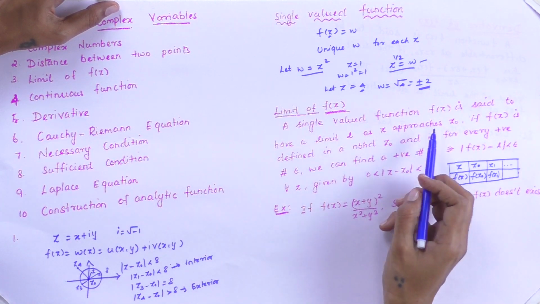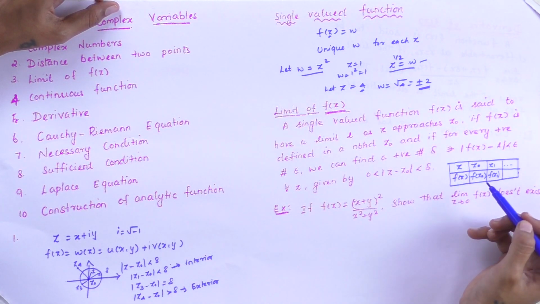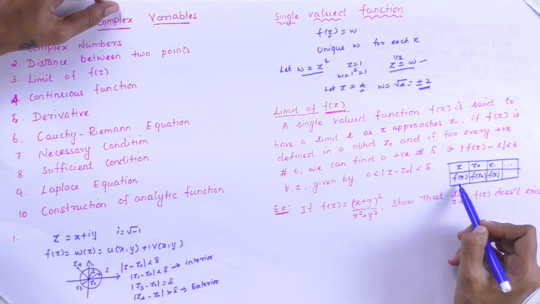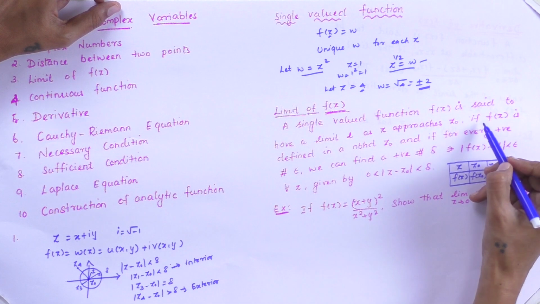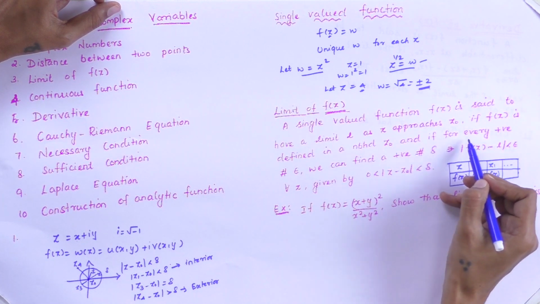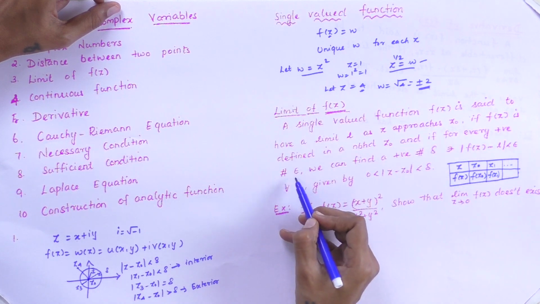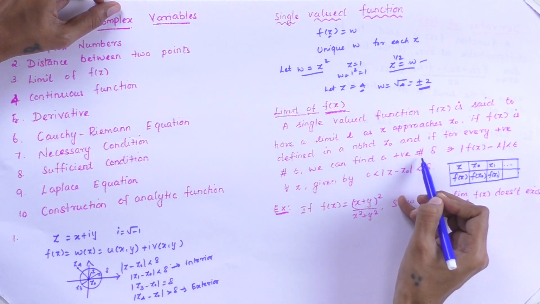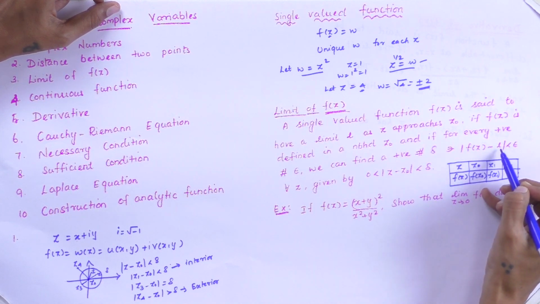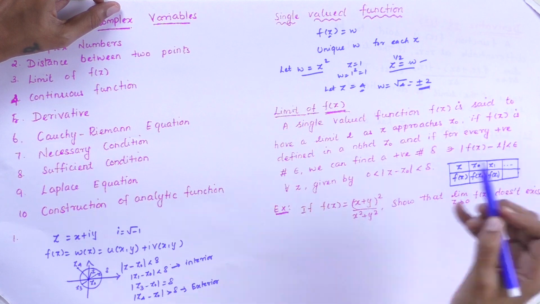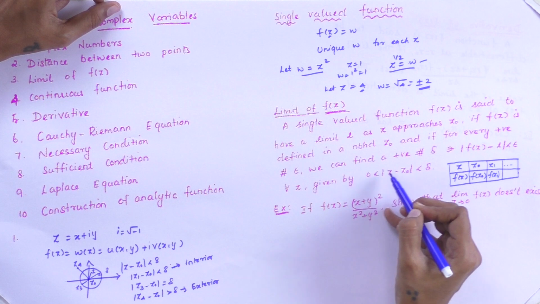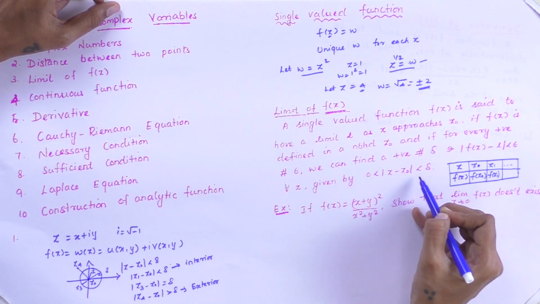So a single valued function f of z is said to have a limit L as z approaches z0 if f of z is defined in a neighborhood of z0, and if for every positive number epsilon we can find a positive number delta such that modulus of f of z minus L is less than epsilon for all z satisfying the condition 0 less than modulus of z minus z0 less than delta.